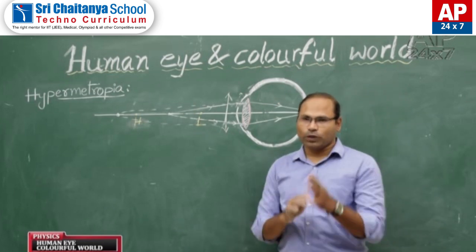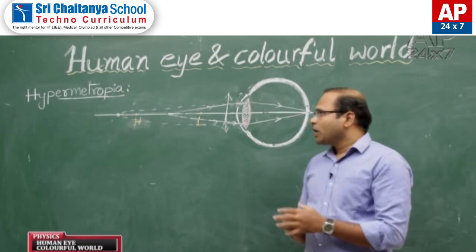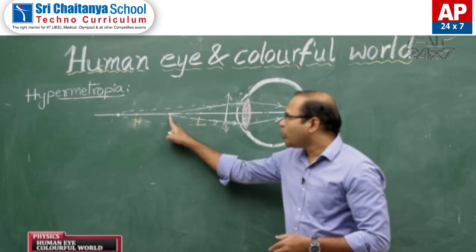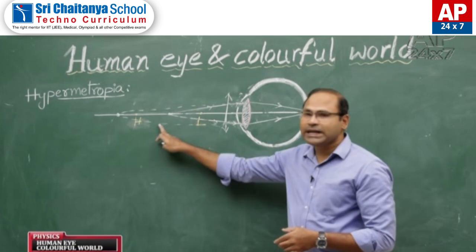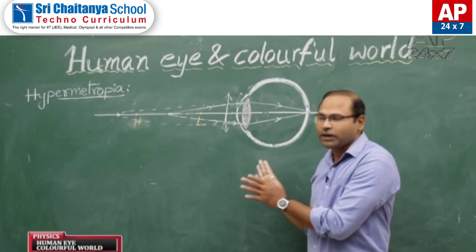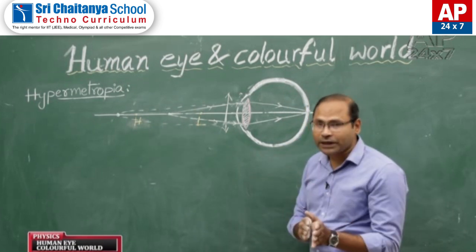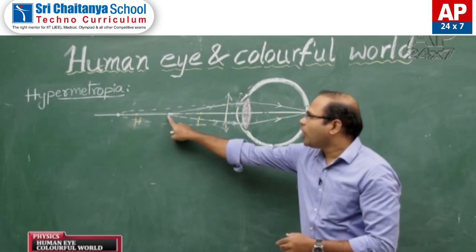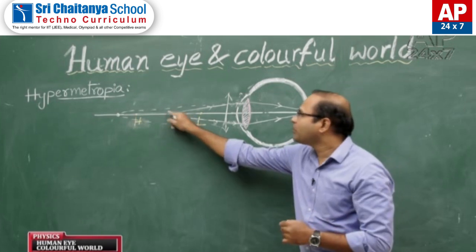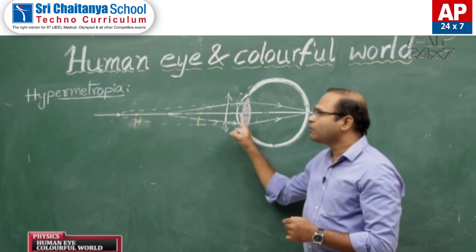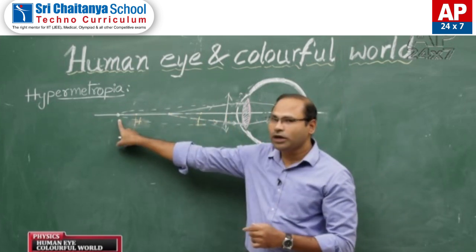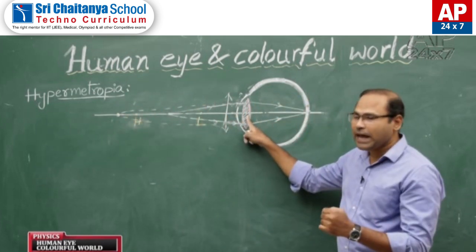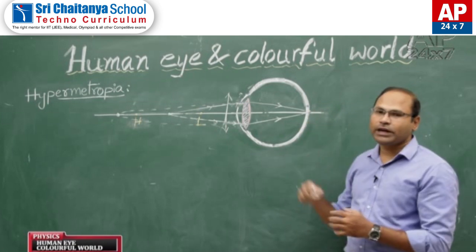See, observe carefully, once again I am repeating it. For the correction of hypermetropia, if the object is in between H and L, the eye lens cannot form a clear image on the retina, but by placing a lens here, the light rays coming from this object will form an image here, and this image acts as the object for our eye lens, and the eye lens can form a clear image on the retina.